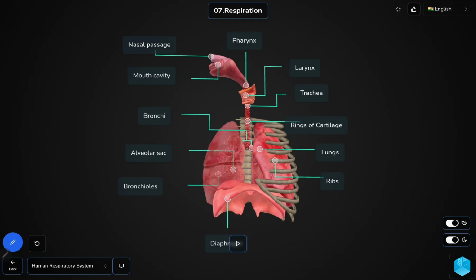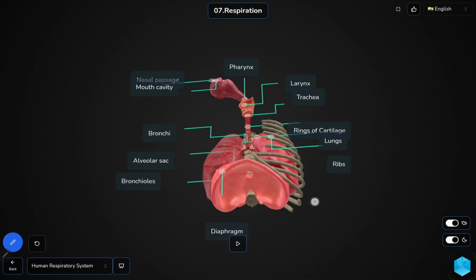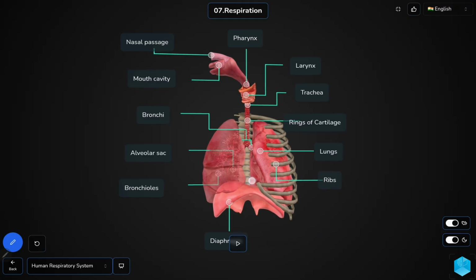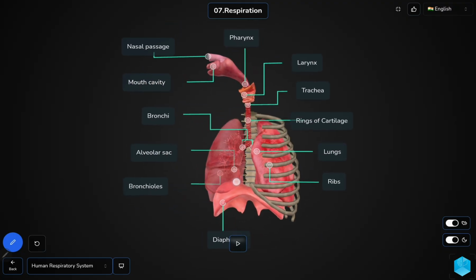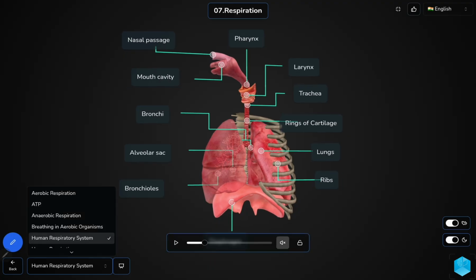And externally you will see two lungs, and the lungs are covered by the ribs. Just below the lungs you will see the muscular layer called the diaphragm. So this is the respiratory system of humans. Now let us see how this respiratory system works in humans.